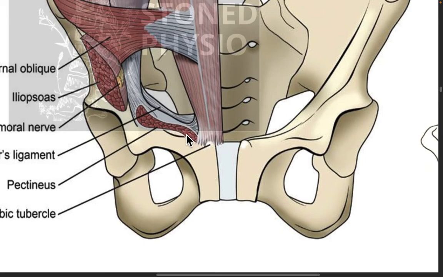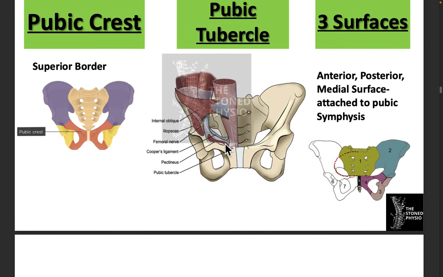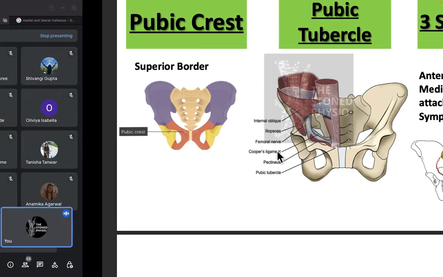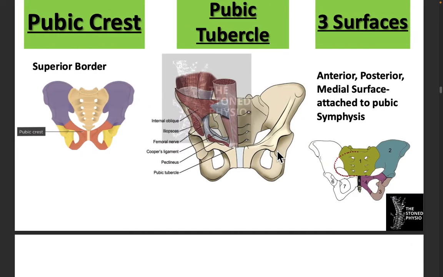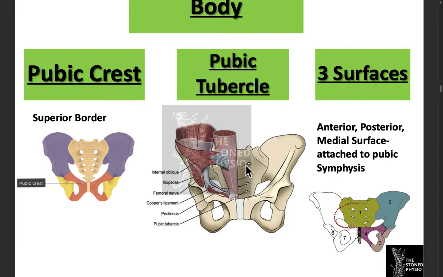We have got a crest and we have got a pubic tubercle, ठीक है, because we are going to use these terms when we will be talking about the muscle attachment. Muscle attachment में हम term use करेंगे कि this muscle has its attachment on the pubic crest or on the tubercle or something, तो वहाँ पे we must know these terms, ठीक है। Okay, so we have talked about the pubic body, the crest, the tubercle and three surfaces of the pubic body.